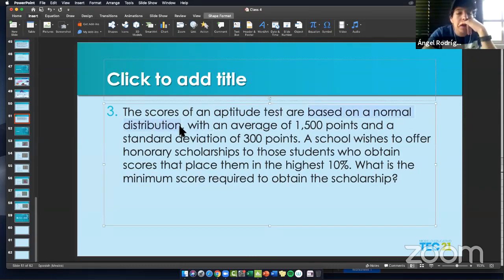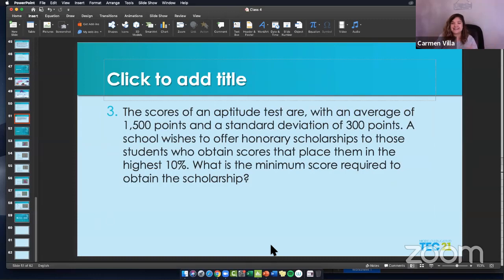And it says that it has an average of 1,500 points and a standard deviation of 300 points. The school wishes to offer honorary scholarships to those students who obtain scores that place them in the highest 10%. What is the minimum score required to obtain the scholarship? Is it normal? It is normal. What elements do we have? The standard deviation and the average. We have the average and the standard deviation, and we don't have percentage of success, and we don't have sample size.